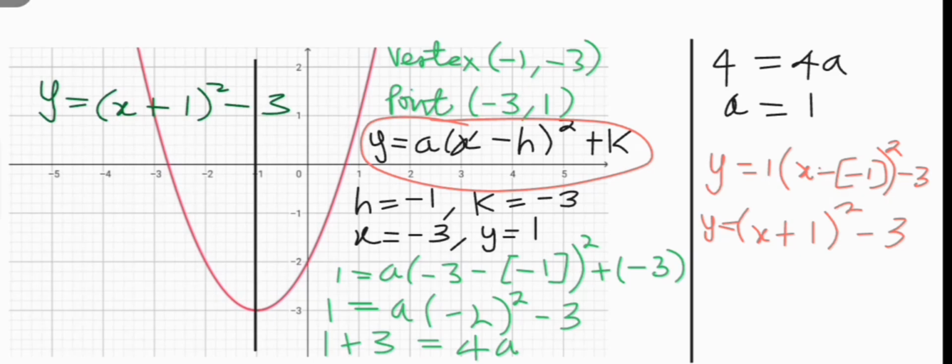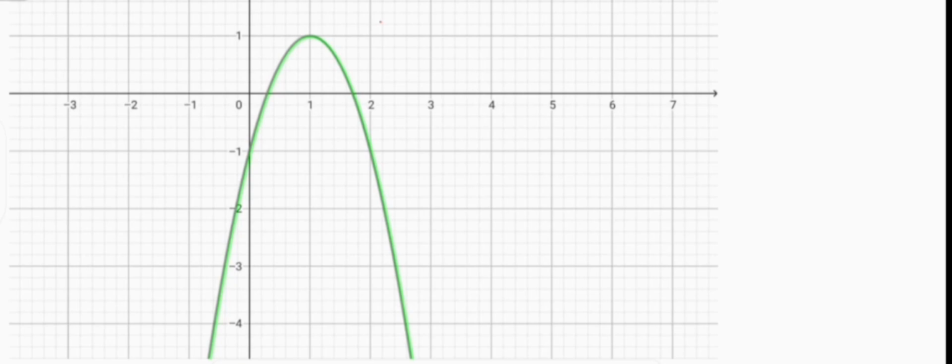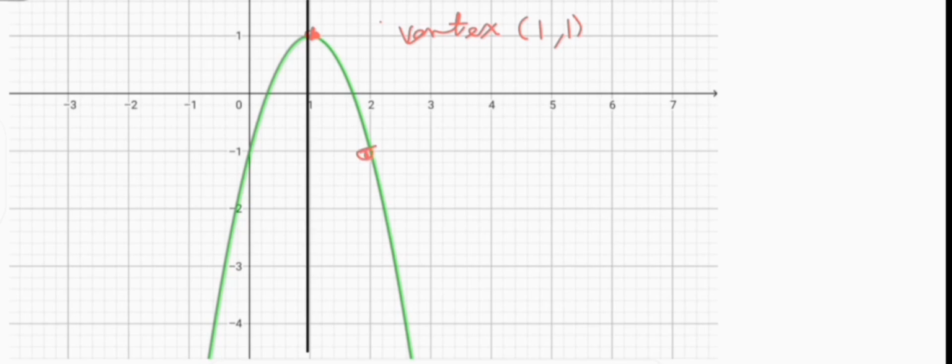Now let us take one more example. Here in the second parabola, the vertex is here at 1, 1. And the convenient point can be found here amongst others. That is 2, -1.